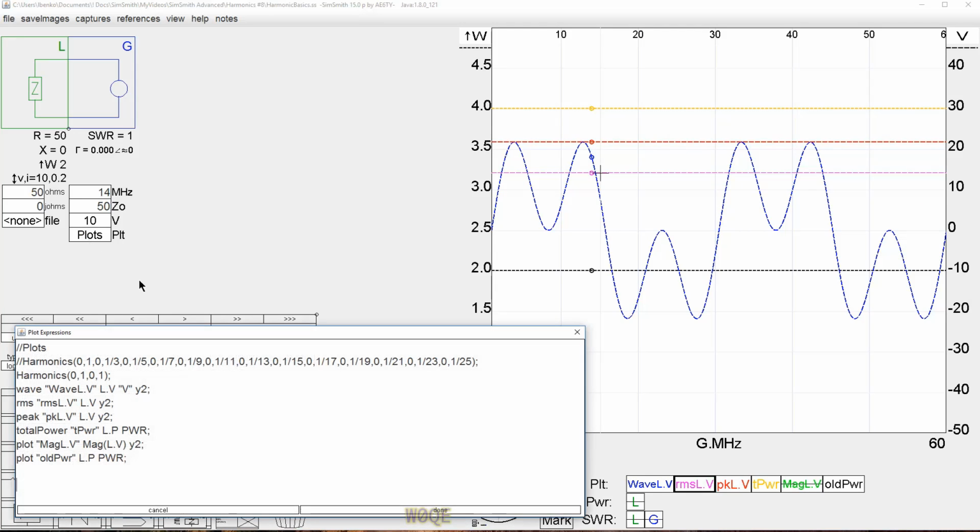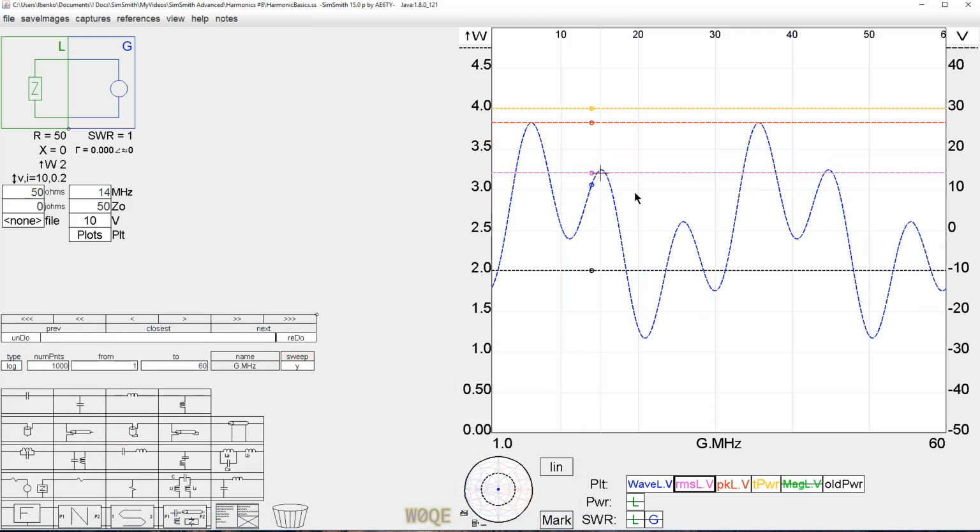I'll do one more here. And it's 14 volts there. The peak value keeps changing. The RMS value stays the same.